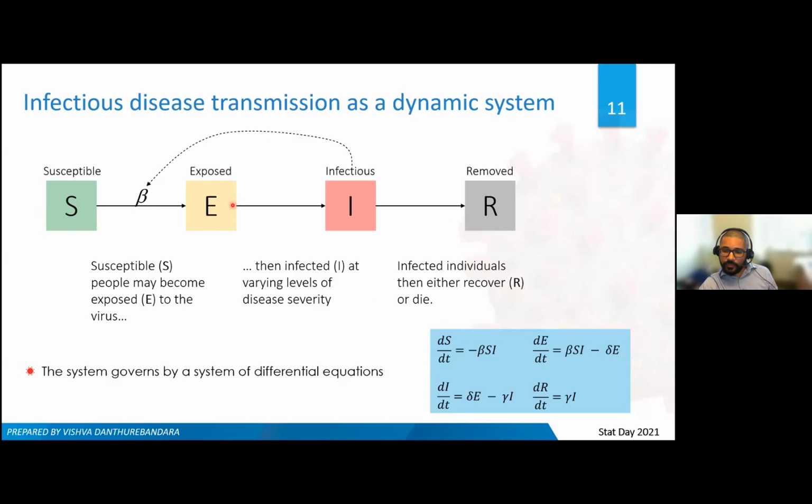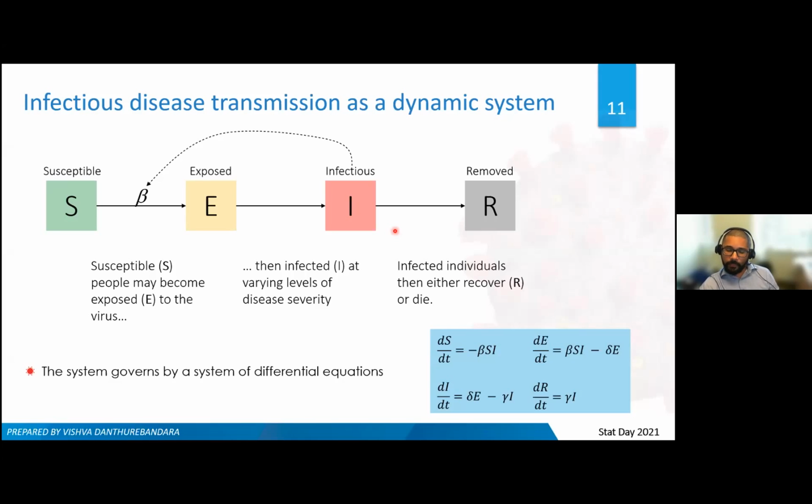Then these exposed individuals will become infectious. That is, they will start transmitting the disease to others. Then eventually, these infected individuals will recover or die from the infection and be removed from the system. Each member of the entire population belongs to one of these subgroups. This is a dynamic system. There is a flow between these subgroups, or compartments, as we call them. This is called the SEIR model in disease epidemiology, which is the most basic epi model.